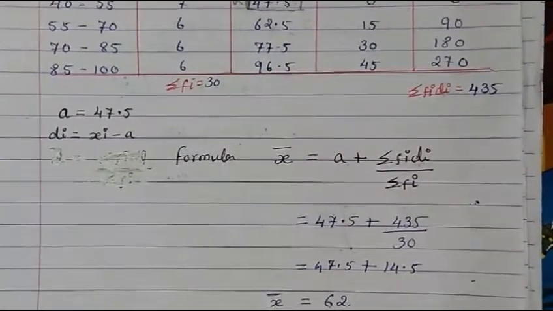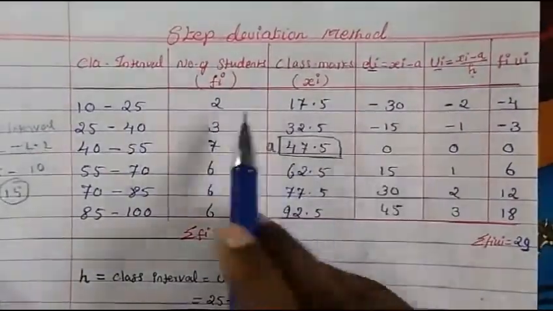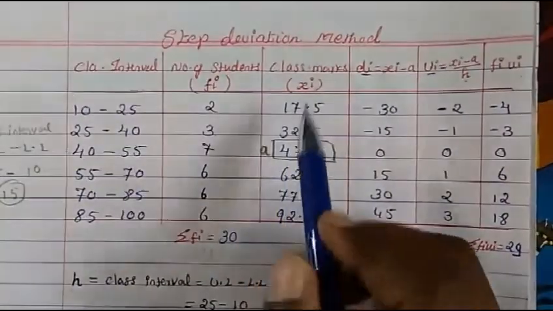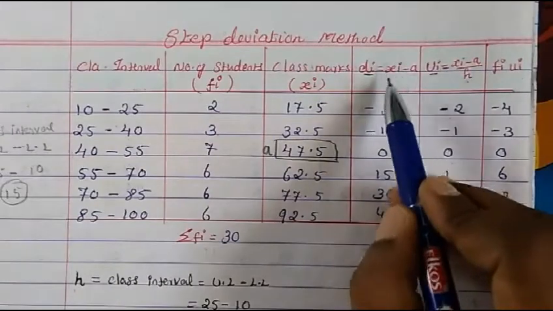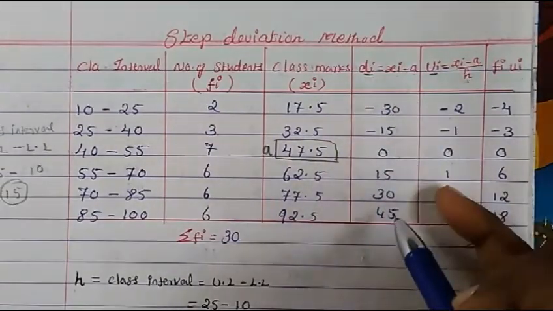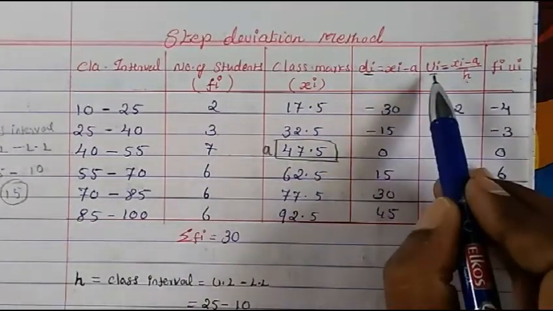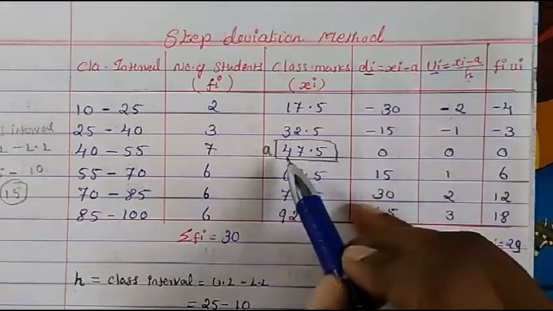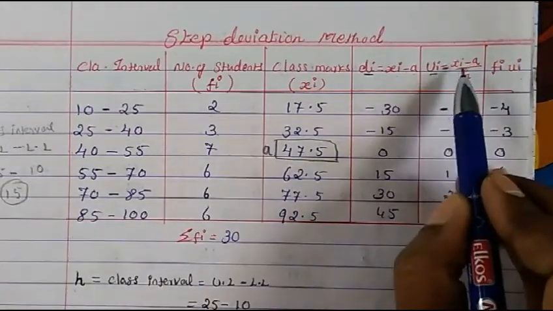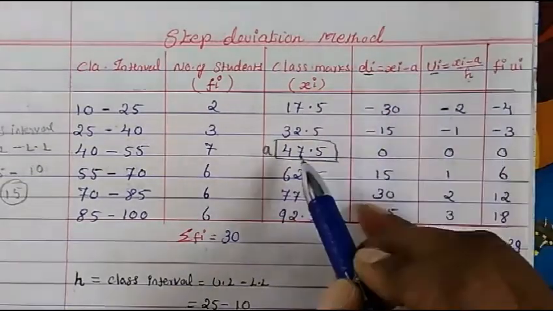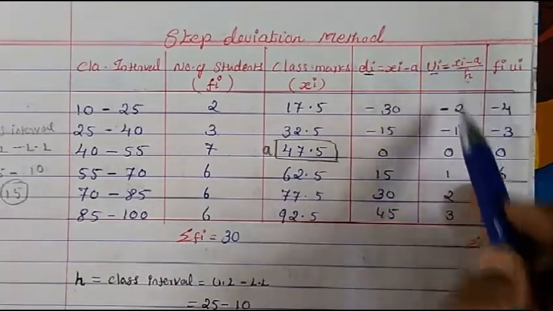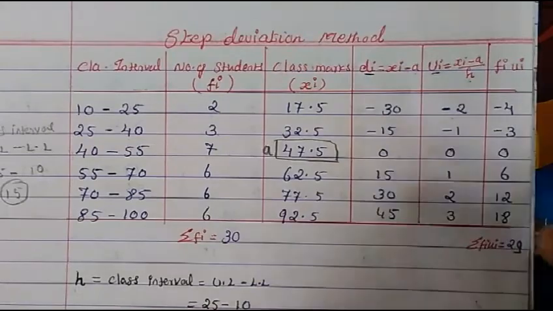Then also I told you about the step deviation method. Once we have the xi, for the step deviation method, di is not compulsory. You can skip this column and directly go for ui, because we know a, and ui is xi minus a upon h. h is the class interval, xi we know, and a also we know. So directly you can use this column.